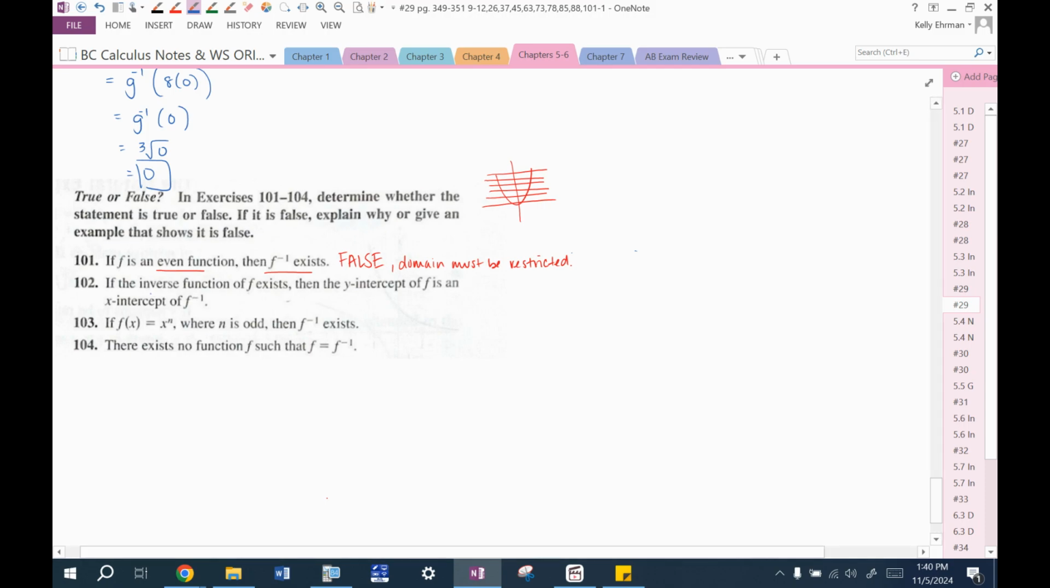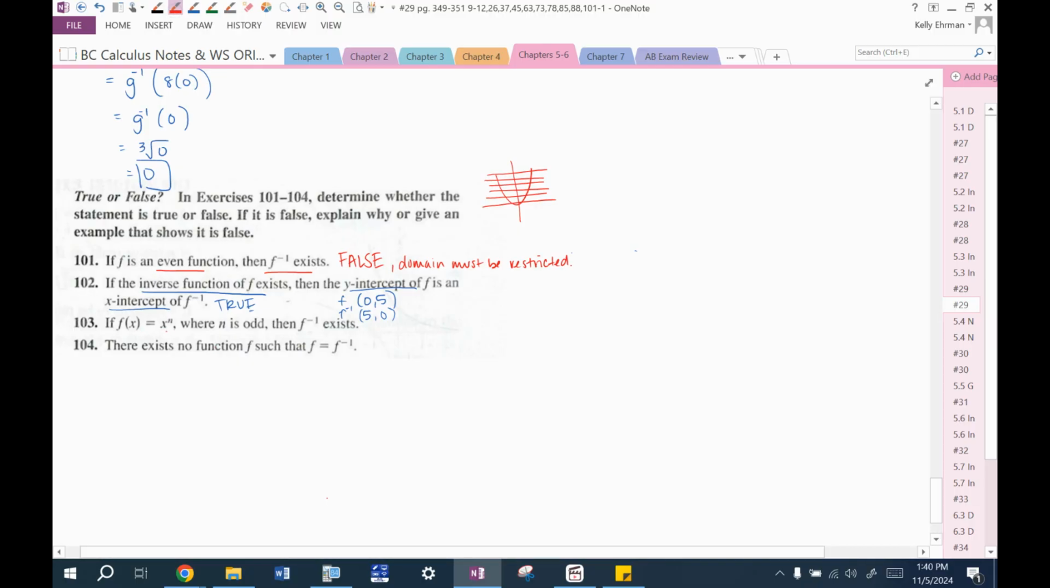If the inverse function of f exists, then the y-intercept of f is an x-intercept of f inverse. That one's true. Because remember, all that's saying is, let's just make something up. So let's say you have a y-intercept of 0, 5. Then remember, you're supposed to flip all of your x and y values. So on the inverse, the point would be 5, 0, and that is an x-intercept instead of a y-intercept.